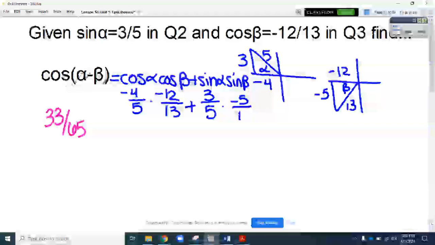All right, so first thing I did here was draw my pictures. It says that alpha is in quadrant 2. I knew my y and my r, so I could label that my x was -4. Be careful that you get that negative since it's in quadrant 2.